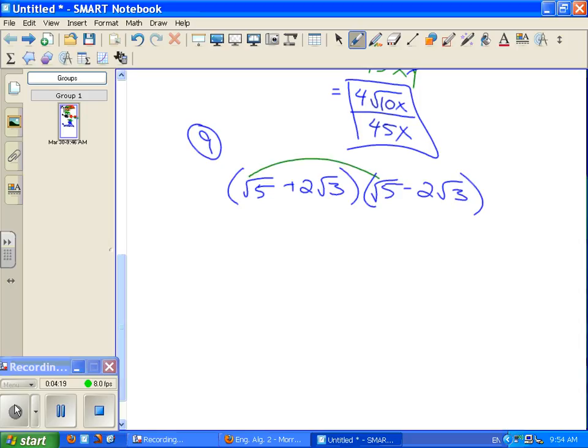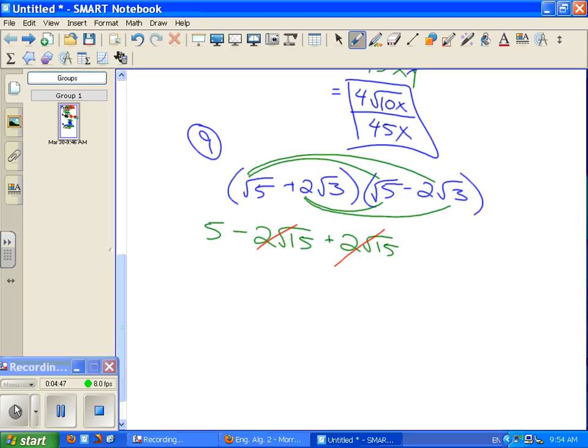So when I FOIL this, what is the square root of 5 times the square root of 5? 5. What is the square root of 5 times negative 2 square root of 3? Negative 2. Right. And then when I go 2 square root of 3 times square root of 5, okay, which is nice because those cancel. Then I'm going to have, what am I going to get here? Because I'm going to have my 2 times the 2, which is 4, and then it's times the 3, so I'm going to get 12, and it's negative. Good. So all in all, these canceled. So 5 minus 12. Negative 7.